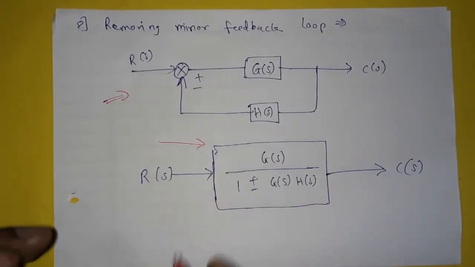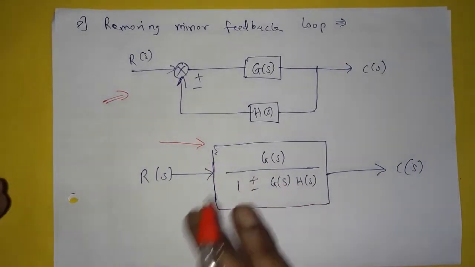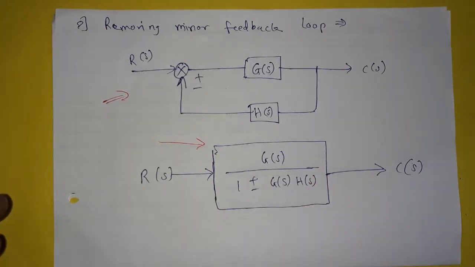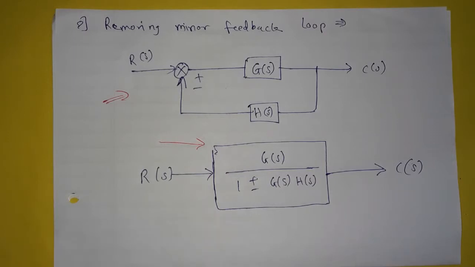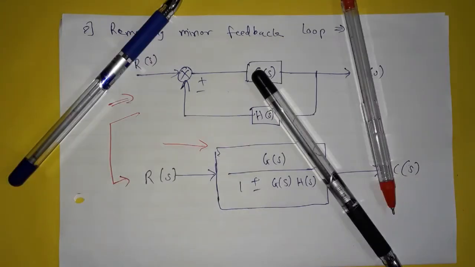Friends, I have explained how to derive this transfer function in my video. The title of the video is Derivation to Find Transfer Function of Simple Canonical Closed Loop System. The link of this video I have given in the description. Thus, in this video we have studied 8 rules used in block diagram reduction technique.